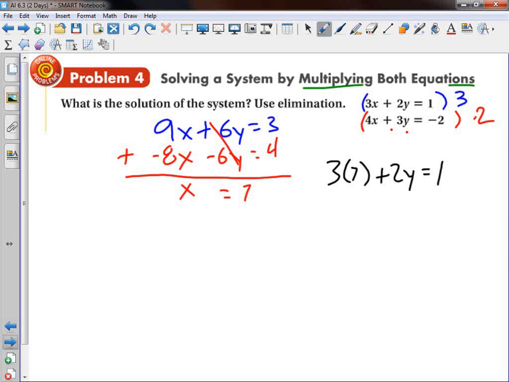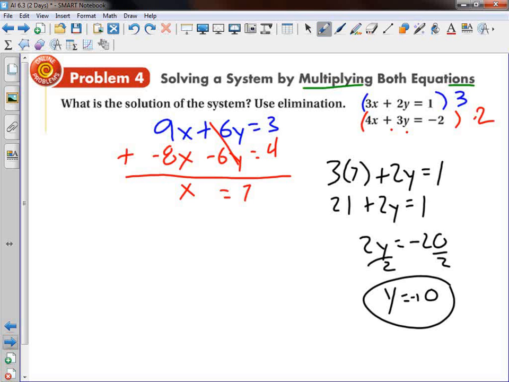So I plug it in, do my arithmetic. So I get 2y is equal to negative 20. Divided by 2, y is negative 10. There we go. Negative 10 and 7. So 7 and negative 10.